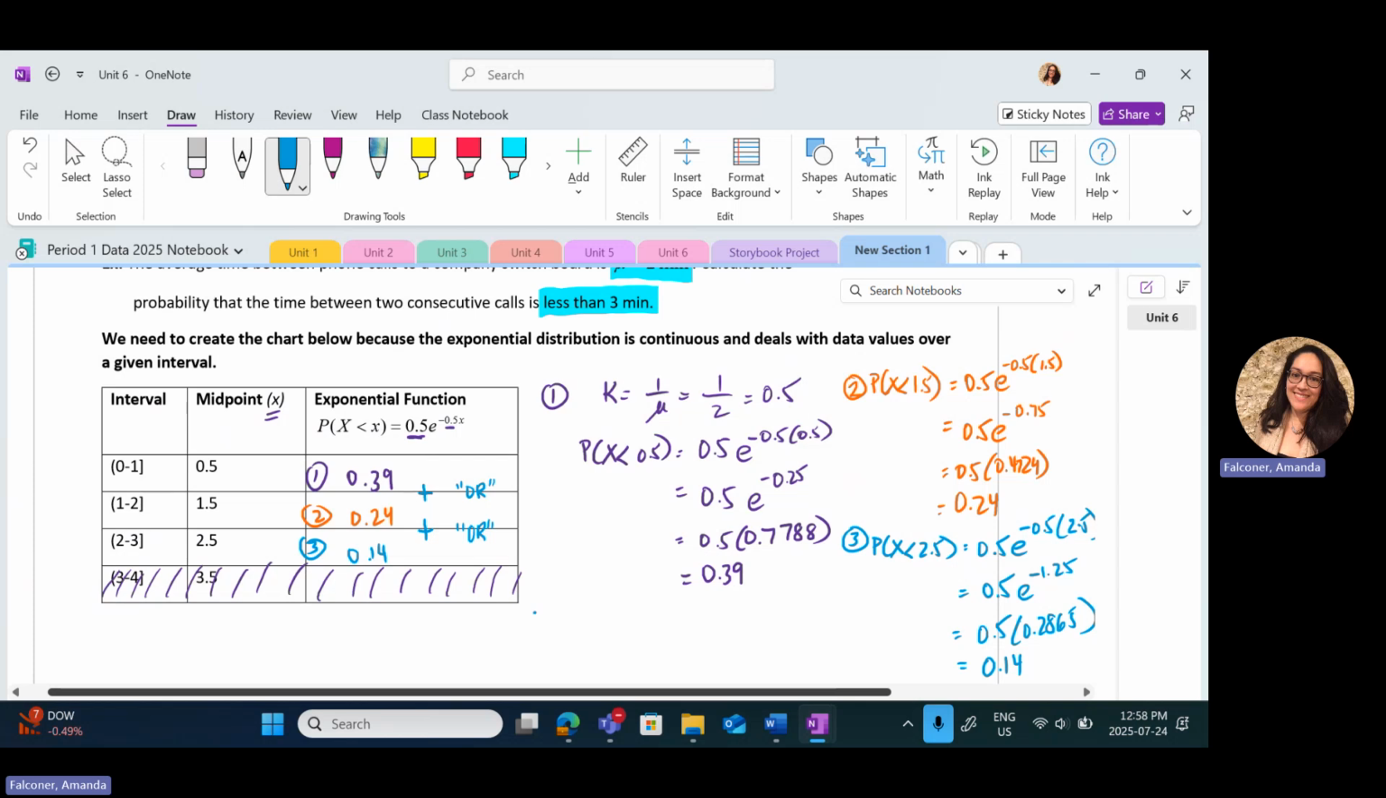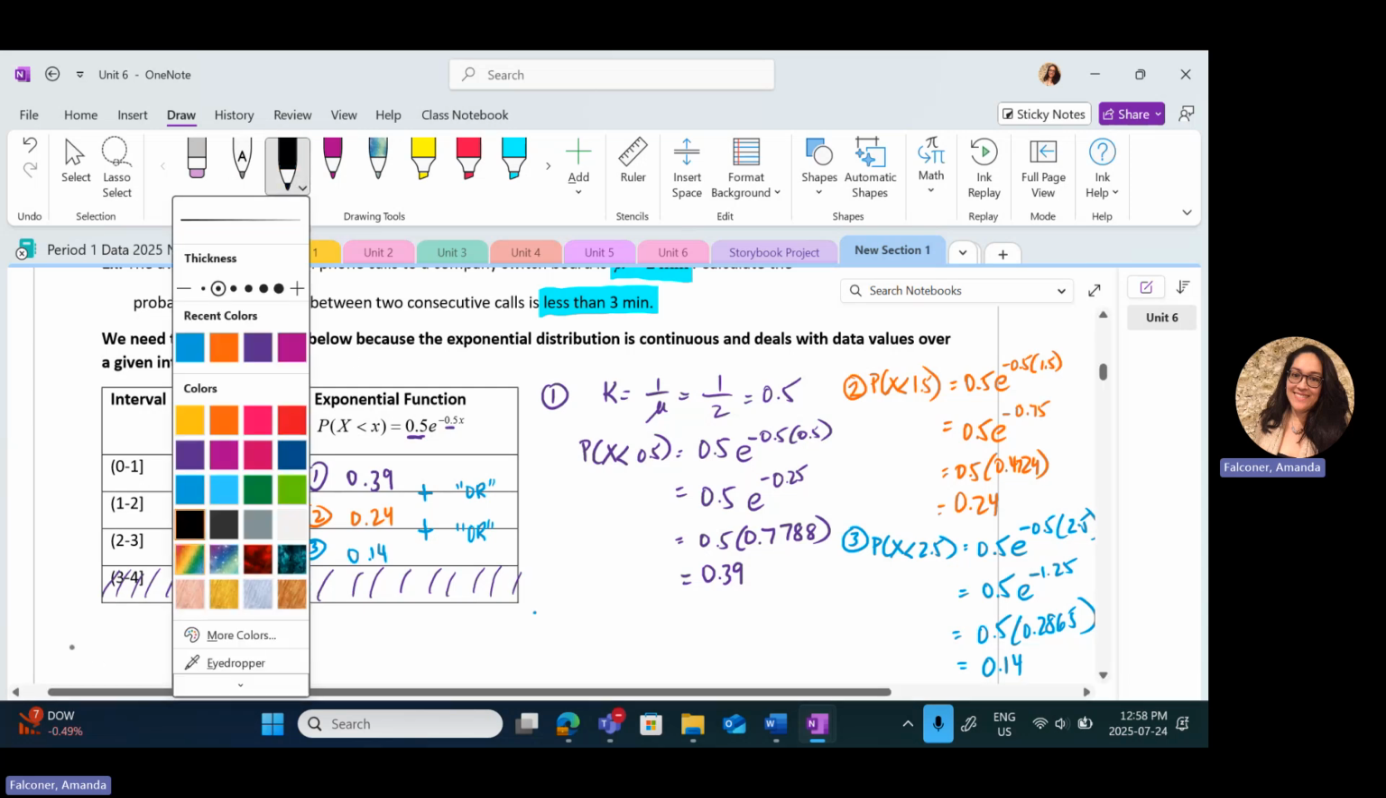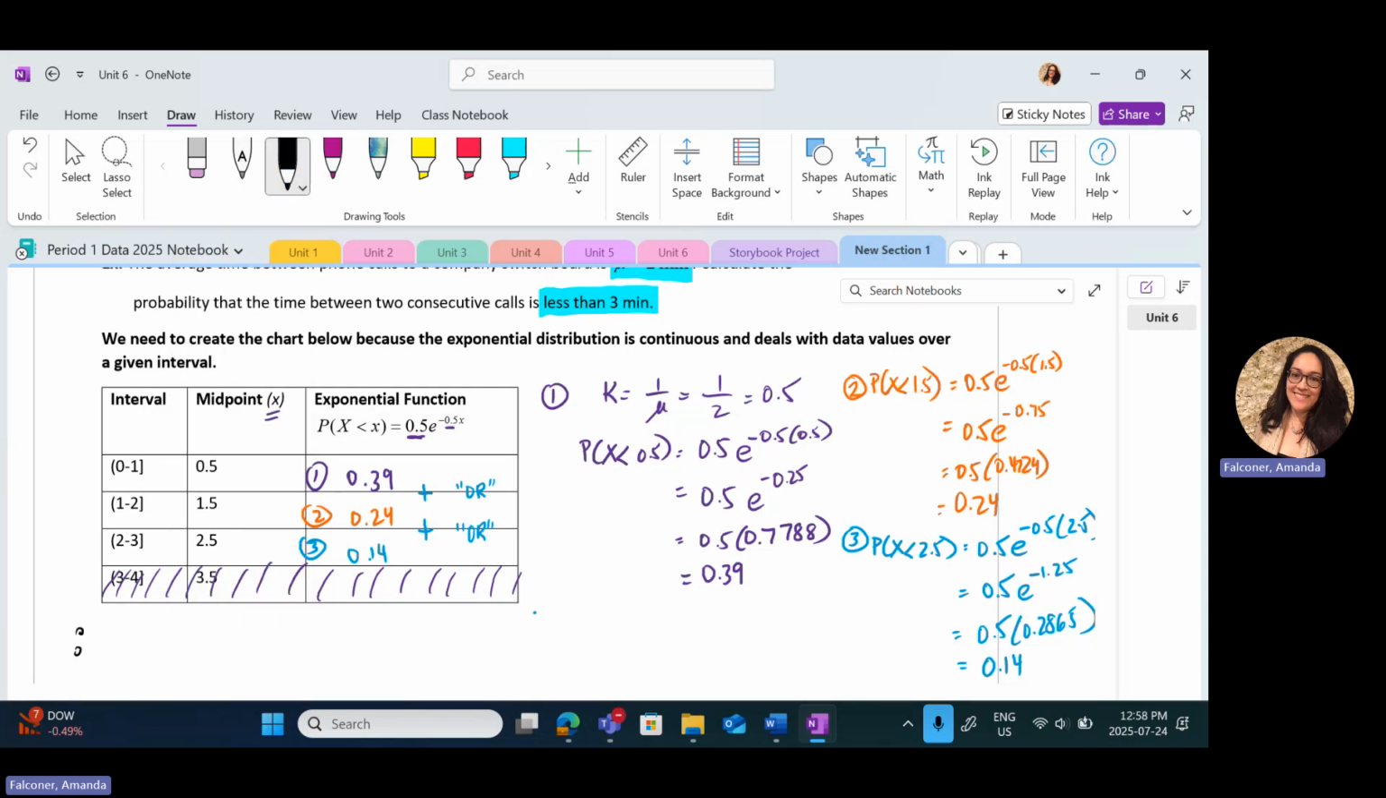So the last thing I'm going to do to get my answer is just say, I'll change colors, final answer: the likelihood that random variable x is going to be less than 3 minutes is going to be adding up those 3 cases. And my answer is then 0.77. So it's a 77% chance of waiting less than 3 minutes.